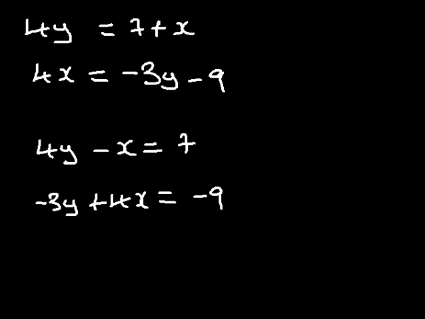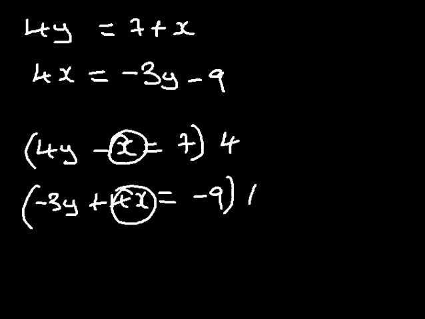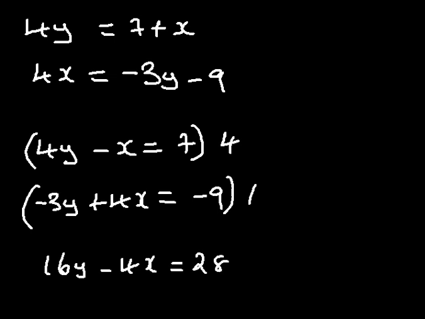Then I have to decide which variable should be eliminated first. So let's think of eliminating x. In this case we'll multiply the first equation by 4, then the other one by 1, because we have 4 here and also we have x here. Now we have 16y minus 4x, which is equal to 28. Then we'll have negative 3y plus 4x, which is equal to negative 9.